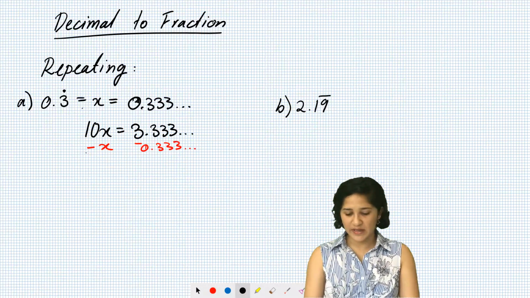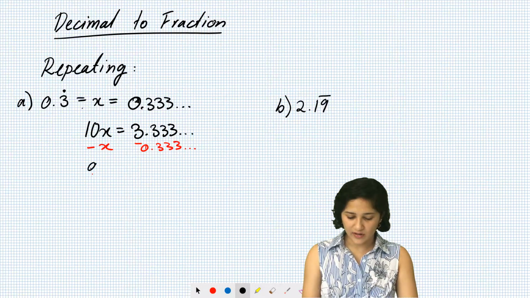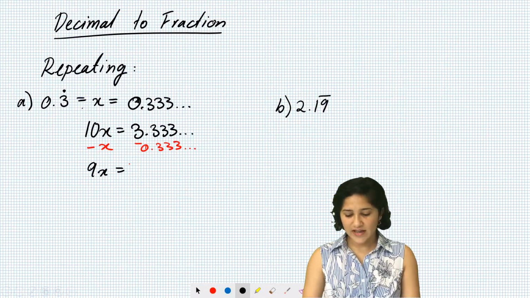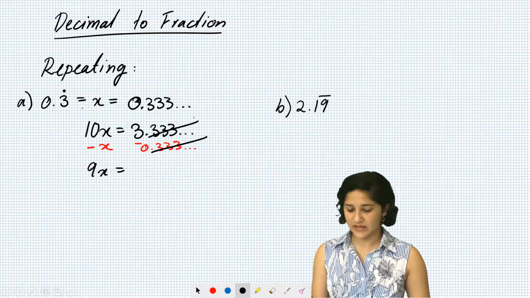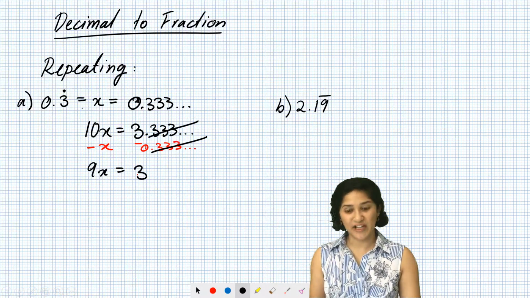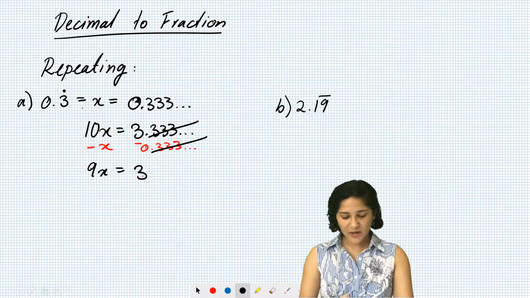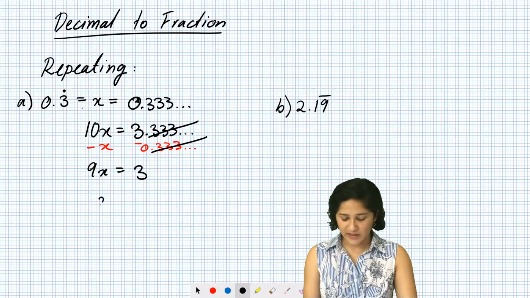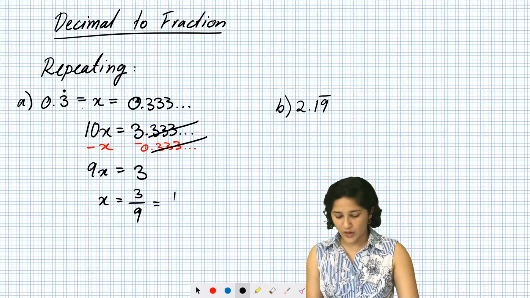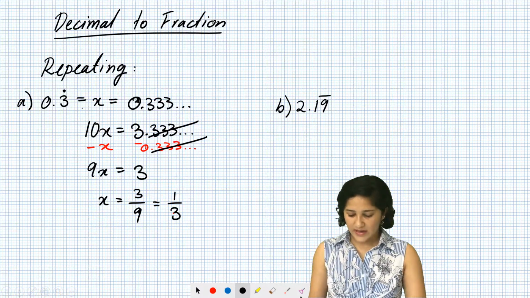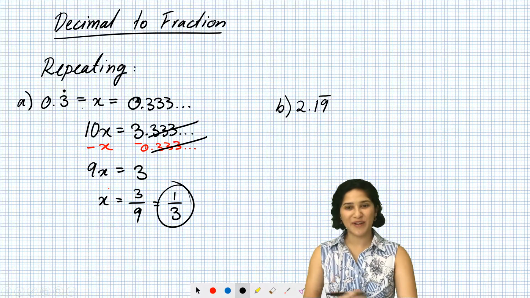So what that gives me is on this side, I've got 9x, and on this side, all of these 3's are going to cancel with all of these 3's. So I end up with just 3. So now if I solve for x, then I end up with x equals 3 over 9, which simplifies to 1 over 3. And so now that's my simplified fraction.